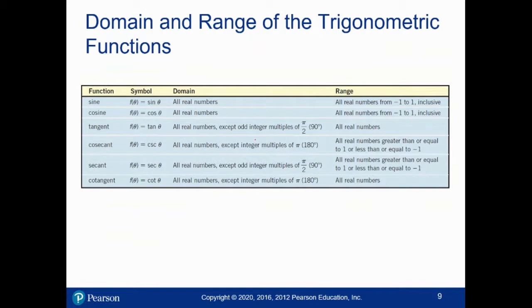The tangent function, the domain is all real numbers except where the cosine function is 0, because that would be a denominator, and that's odd multiples of pi over 2. So everything except odd multiples of pi over 2, but the range is all real numbers.